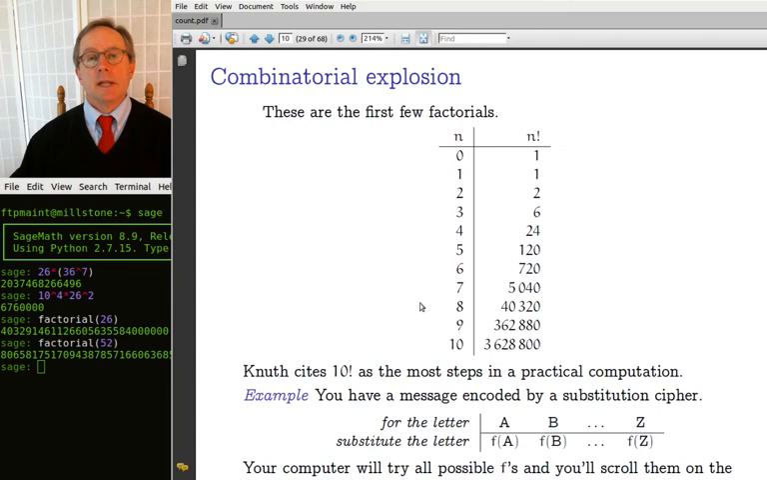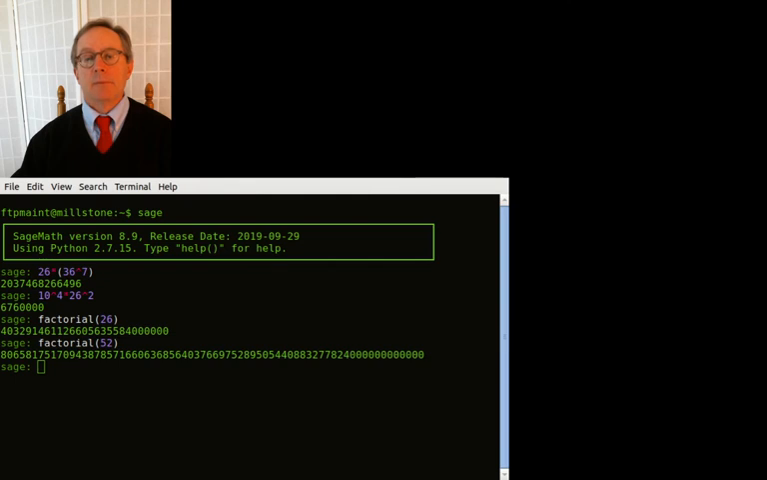The next question on the slide says you have a message encoded by a substitution cipher. So for A, you're putting in some letter. For B, you're putting in some letter. You're scrambling up the letters here. A computer will try all the possible scrambles and scroll them by on the screen, maybe at 10 per second, and you're going to watch and pay attention, and when you see one that looks like a sensible sentence, you'll hit the stop button. Okay, how long will that take?